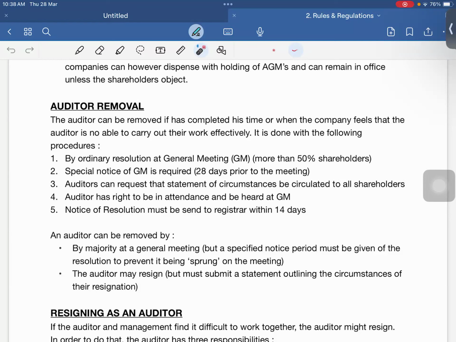Now, the auditor removal. So what happens when an auditor is removed? Over time, when the auditor has worked in the organization, the company or the directors might feel that this particular auditor is not giving their 100%, or is not able to work to their full potential, or there is any other situation where the auditor's integrity or objectivity has been compromised. In that case, this auditor would be removed.